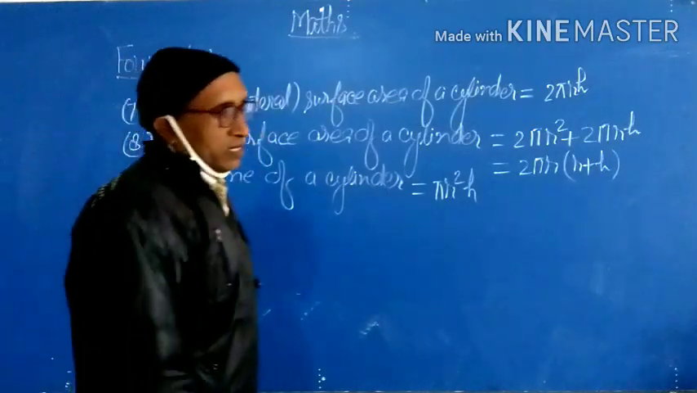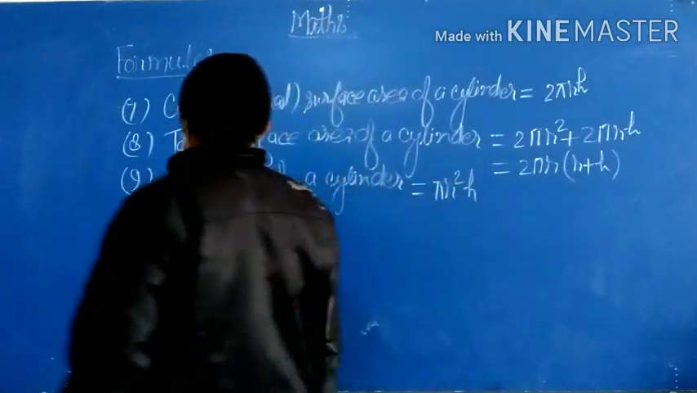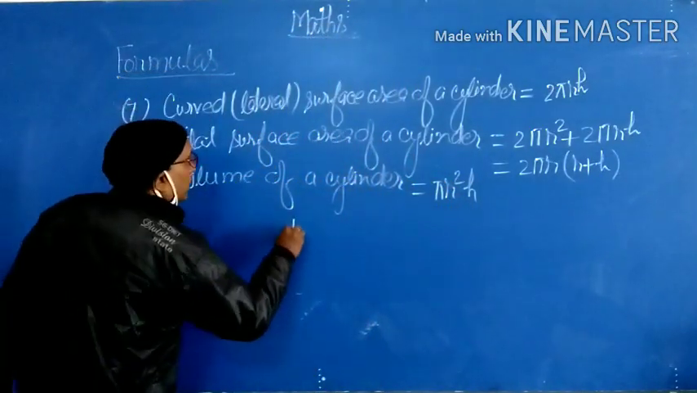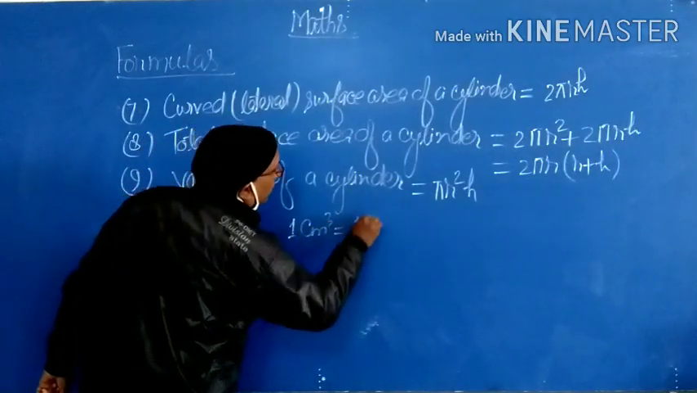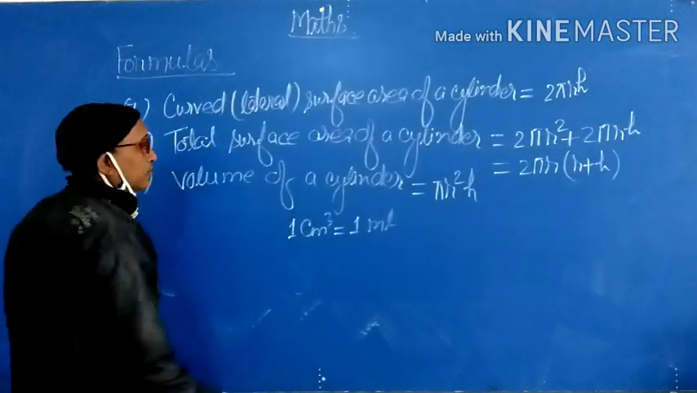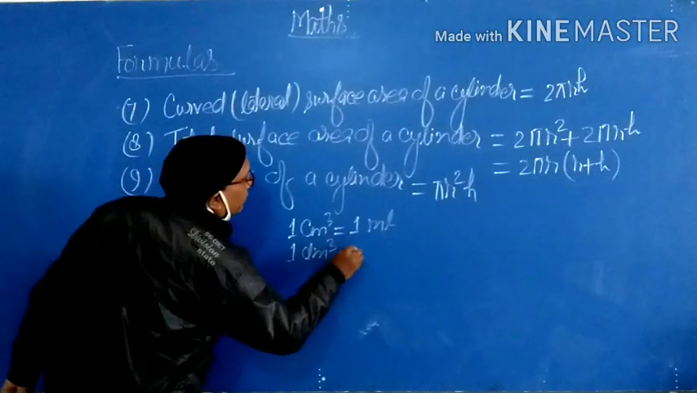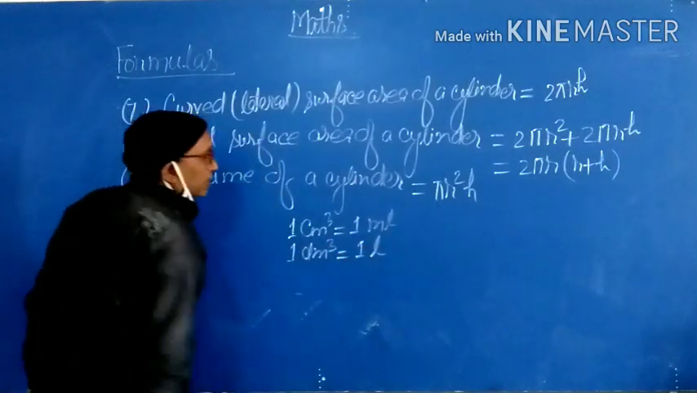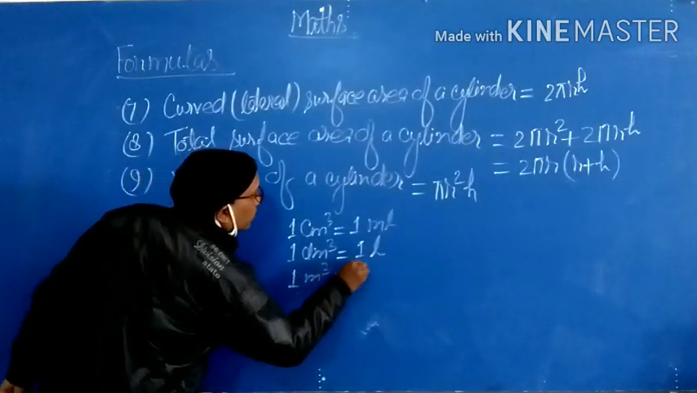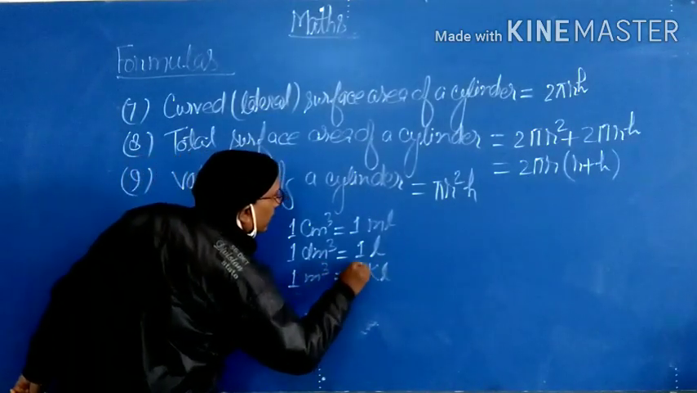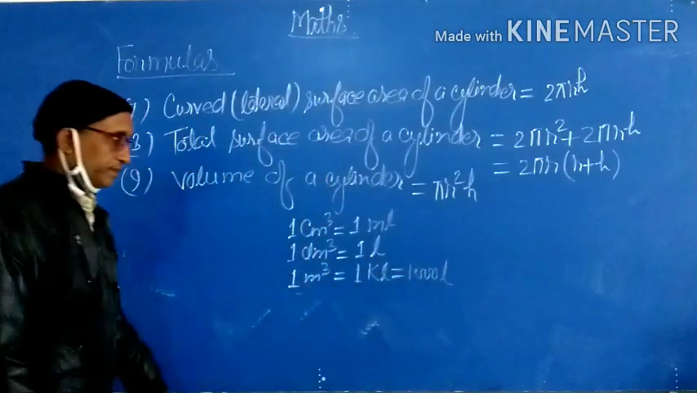In this sequence, there are also some conversion units, like 1 centimeter cube is equal to 1 milliliter. 1 decimeter cube is equal to 1 liter. 1 meter cube is equal to 1 kiloliter, that is equal to 1000 liters.